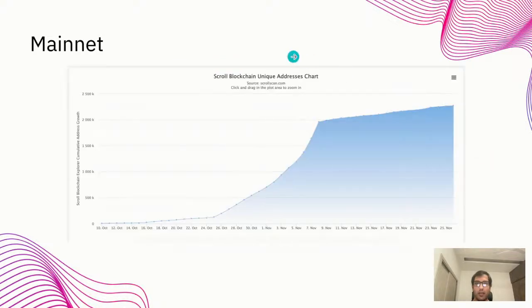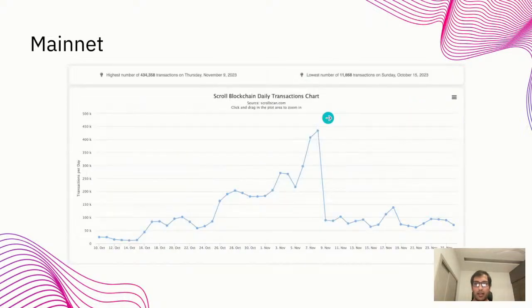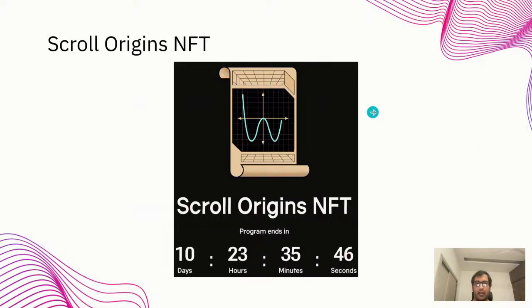Moving on to the unique addresses, we see a steady rise, but definitely a dramatic rise from, I think, 27th October until 9th November. These metrics also impact the daily transactions, as we can see that there's a pretty sharp rise and it peaks at around 9th November. Now, there is a pretty big reason for this, and it is the Scroll Origins NFT.